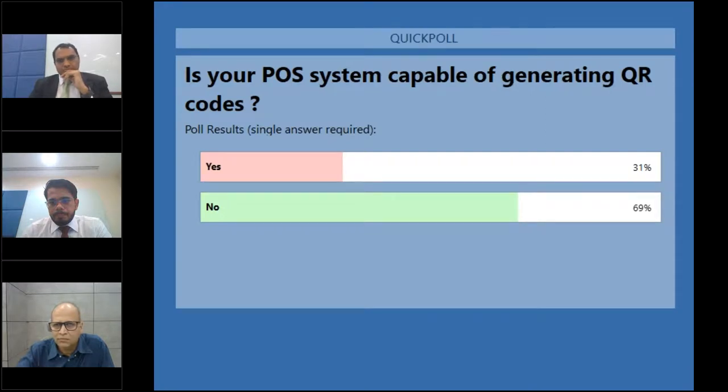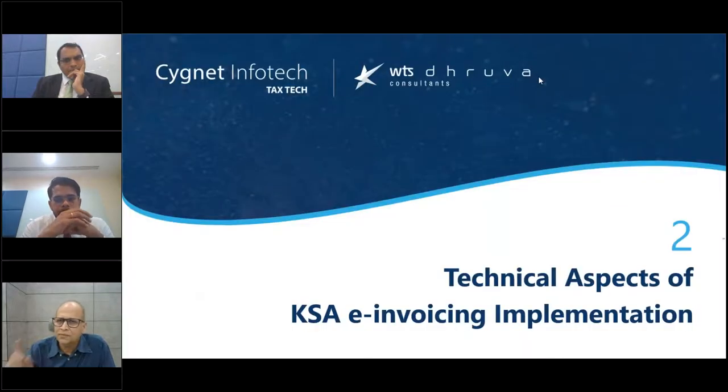Thank you all for sharing the feedback, but it looks like almost 70% of you have said that the POS system being used by your IT systems is not capable of generating the QR code. And I would say 30% of you are ready. So that's a good thing for those 30% of the attendees here. Now, it's not just limited to the QR code, but the overall implication of phase one in general. I just wanted to add a couple of points on the QR code side.